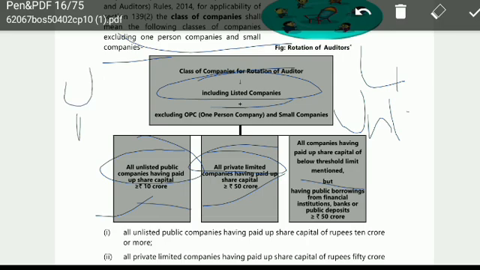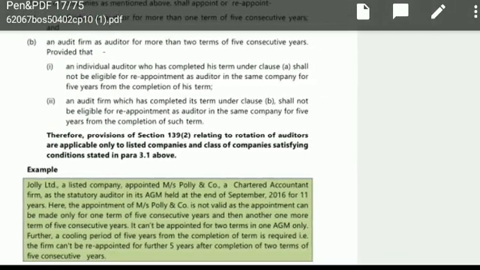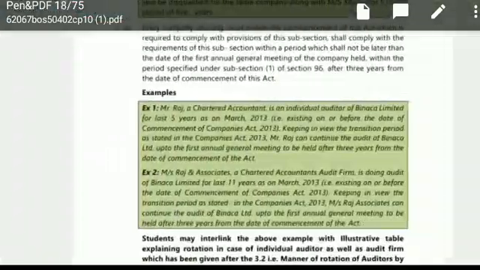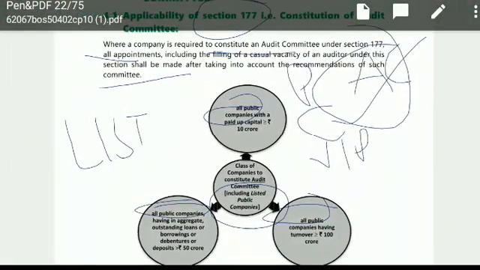So here it is U, P, B, 10, 50, 50. You have to write U, unlisted public company, P, private limited company, and B, borrowings 50. Okay. So this is a type of memory chart or memory technique by which you can remember what all is here. And listed companies are in both the provisions, in rotation also and audit committee also.